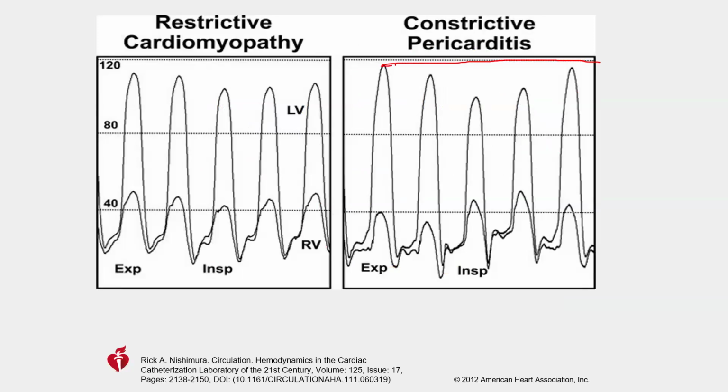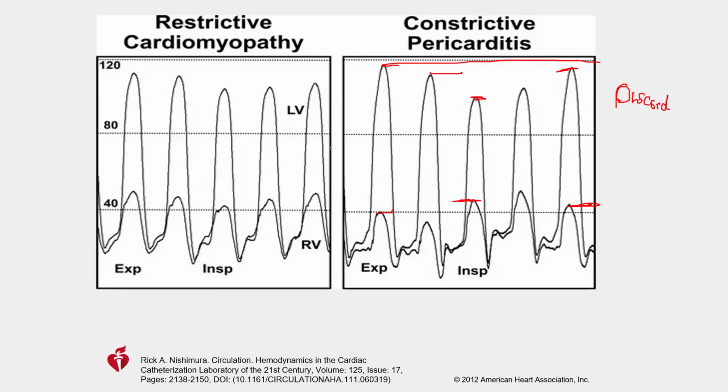So as LV pressure goes up, the RV pressure goes down. And as LV pressure goes down, RV pressure goes up. Here, for example, look here. The LV pressure goes down. Look at the RV pressure. It goes up. When the LV pressure goes up, the RV pressure goes down. This is called discordance. Okay? Pressure discordance between the RV and the LV.